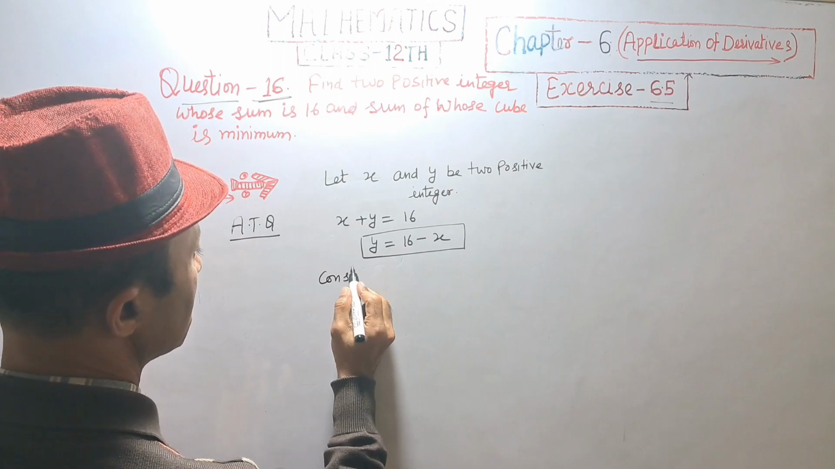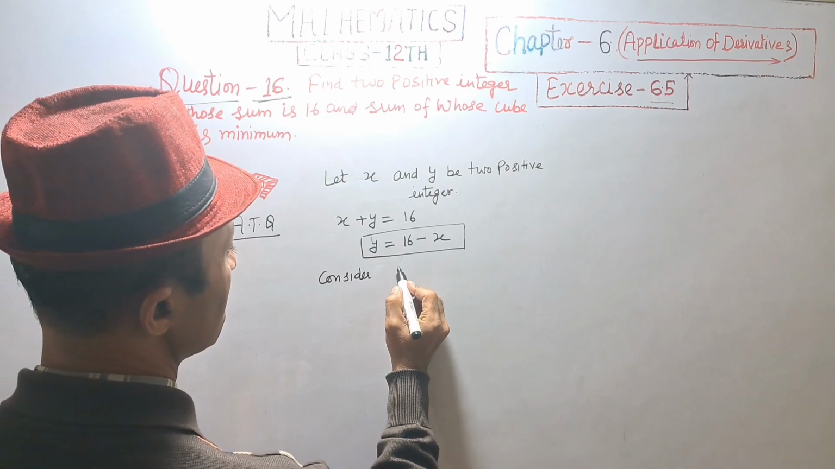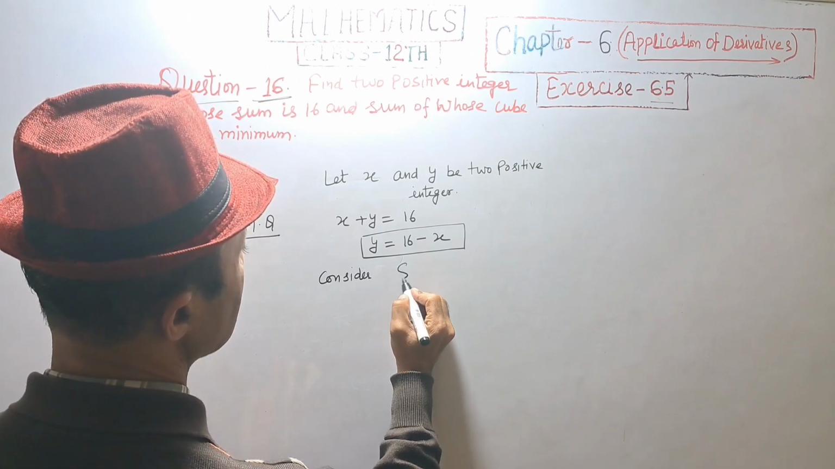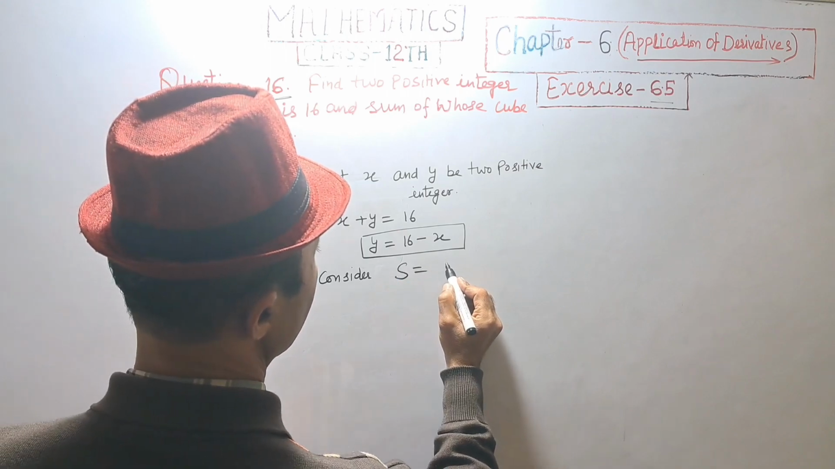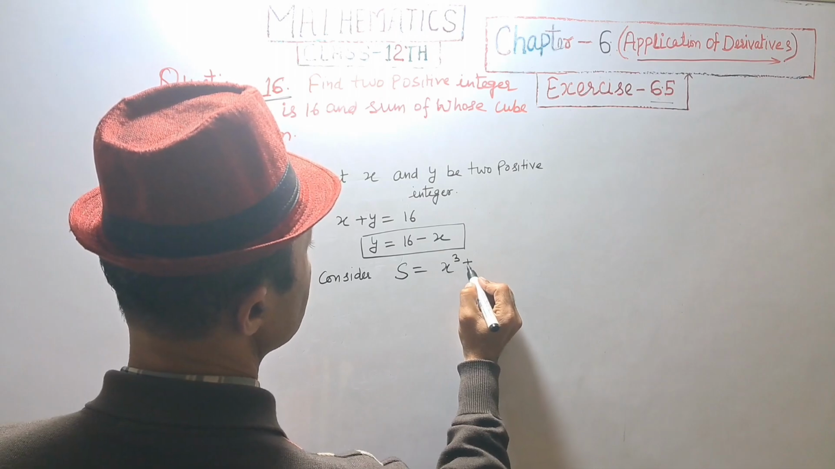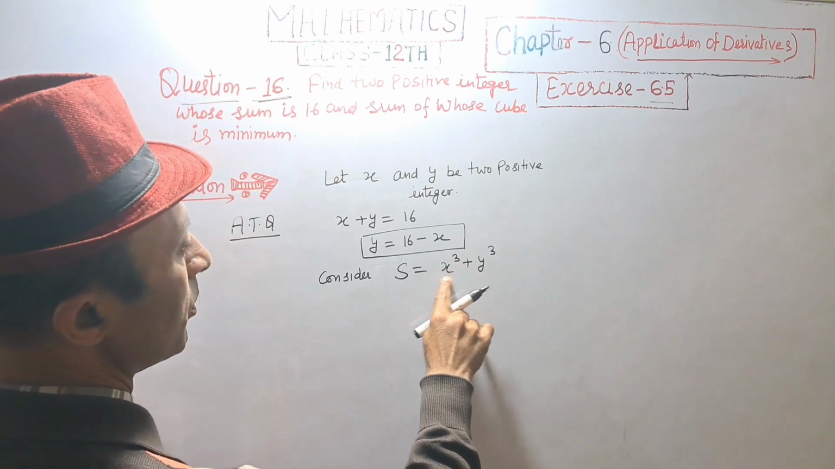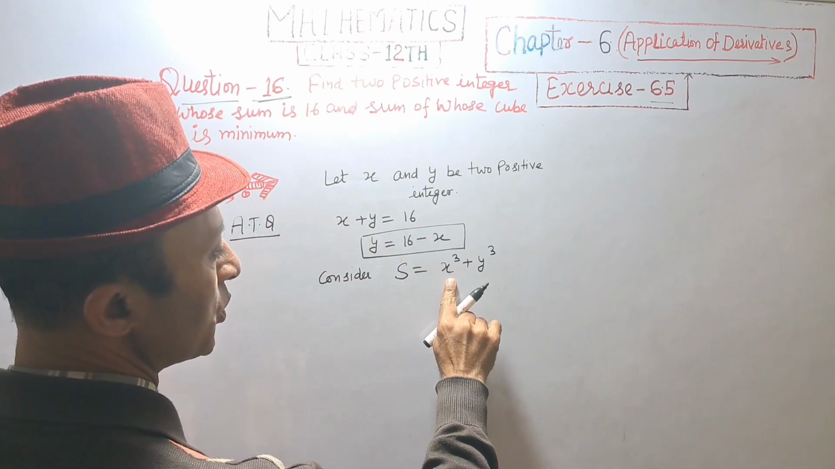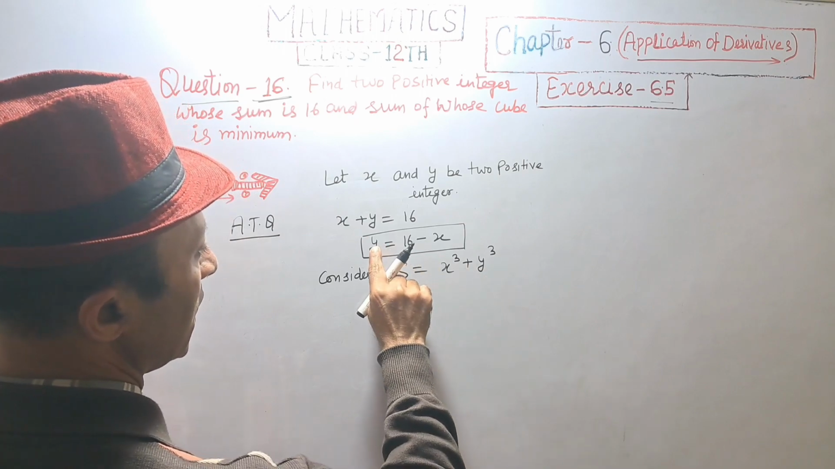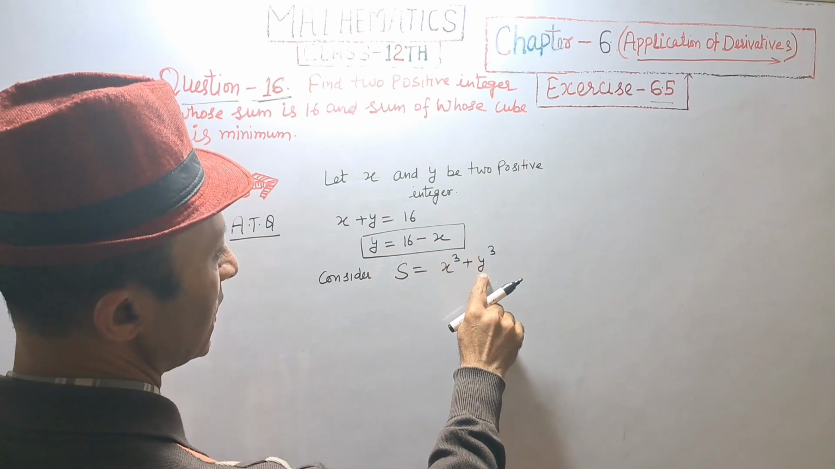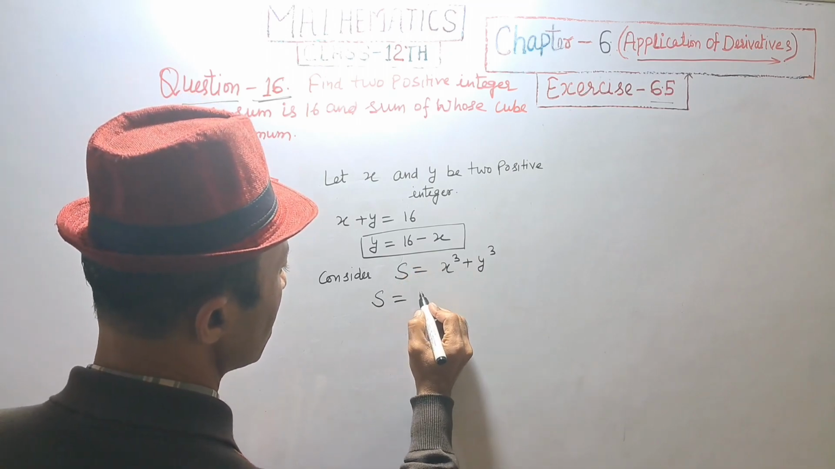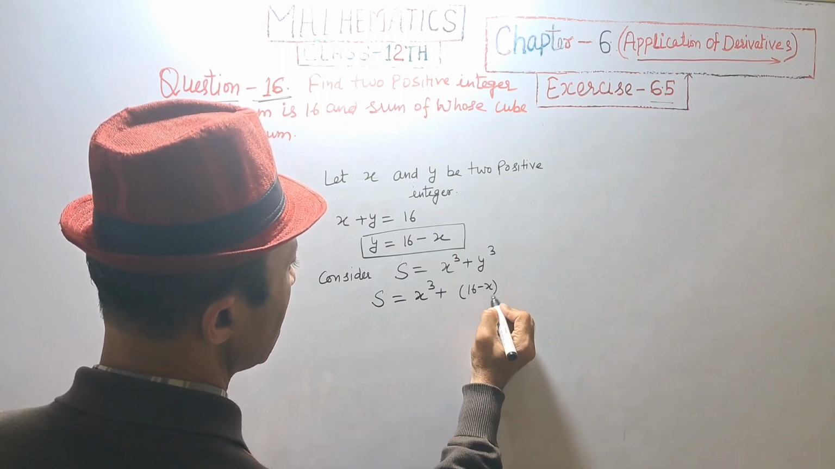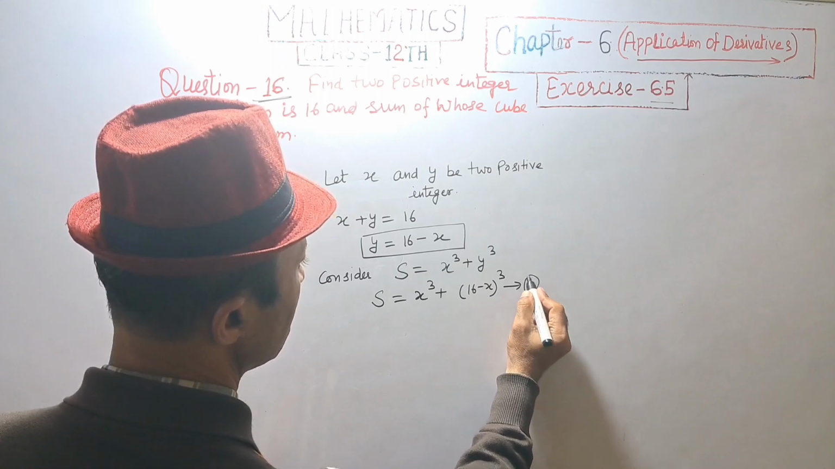Let us consider sum of whose cube is S equal to x cube plus y cube. Sum of whose cube is minimum. Let S is equal to x raised to power 3 plus y raised to power 3. Y is equal to 16 minus x. Putting in this, we get S is equal to x raised to power 3 plus 16 minus x raised to power 3. It's equation number first.